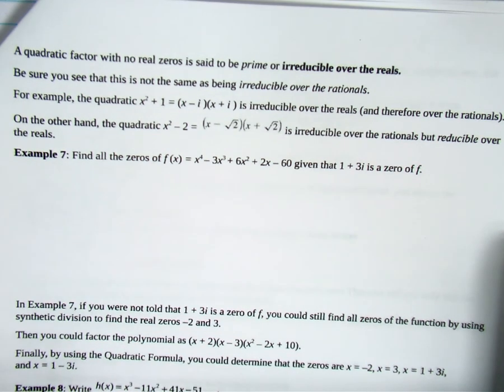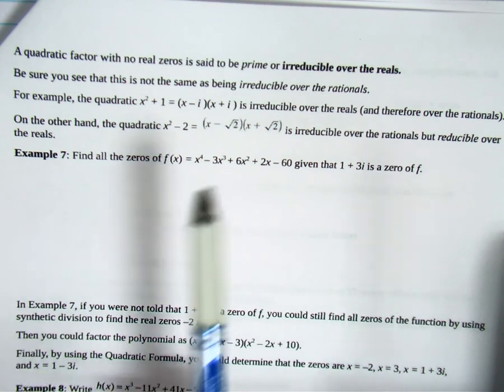A quadratic factor with no real zeros is said to be prime or irreducible over the reals. Be sure that you see this is not the same thing as being irreducible over the rationals. Example, the quadratic x squared plus 1, which could equal x minus i times x plus i, is irreducible over the reals and therefore the rationals. On the other hand, the quadratic x squared minus 2 would factor out to x plus the square root of 2, x minus the square root of 2, so it is irreducible over rational numbers, but still reducible over real numbers. Those are still real.